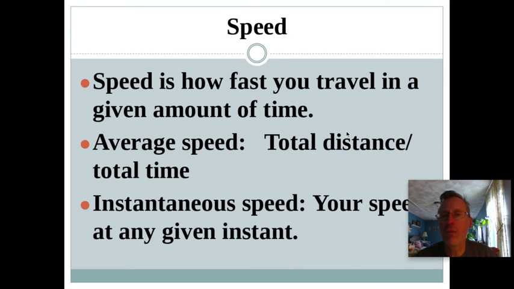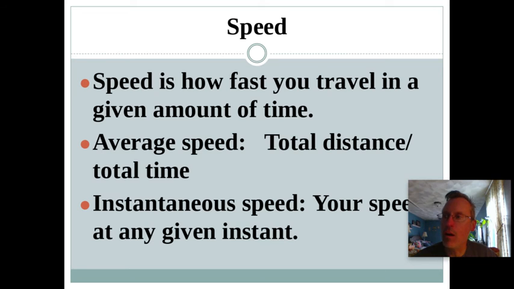Actually, before I go into that example, let's take a look at these. Speed, obviously, is how fast you go, in a given amount of time. You could talk about two different types of speed, average speed versus instantaneous speed. An average speed is kind of what it sounds like. You calculate it by taking the total distance you traveled divided by the total time. And it's actually pretty simple.